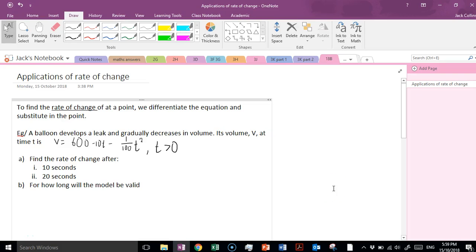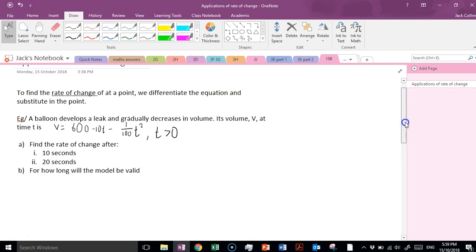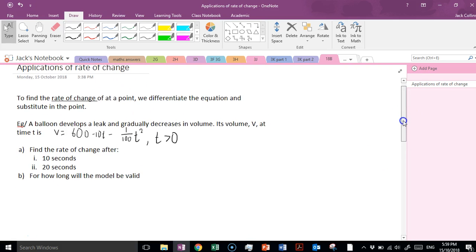Hi guys, so today we're going to look at applications of rate of change. I'll just go through one example here and then do an example for the first question in the exercise 18b, which is what we're working on.